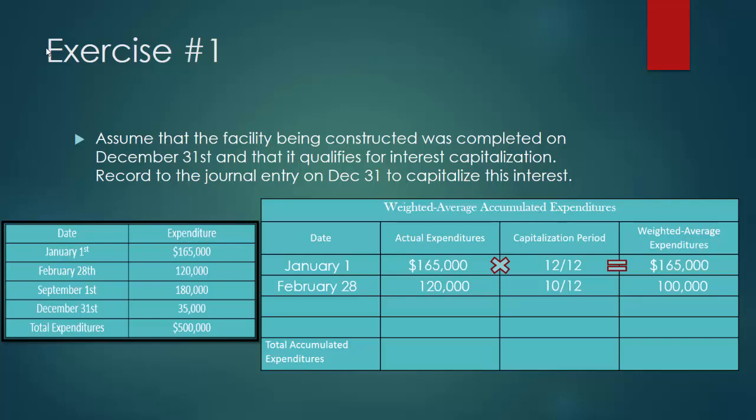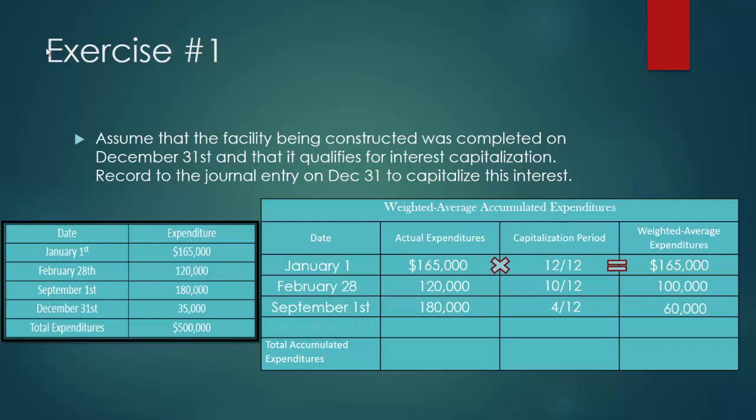Repeat this process for the next two expenditures. On September 1st, the actual expenditure was $180,000. They get to capitalize for September, October, November, and December. That's 4 months, which means that the weighted average expenditure was $60,000.